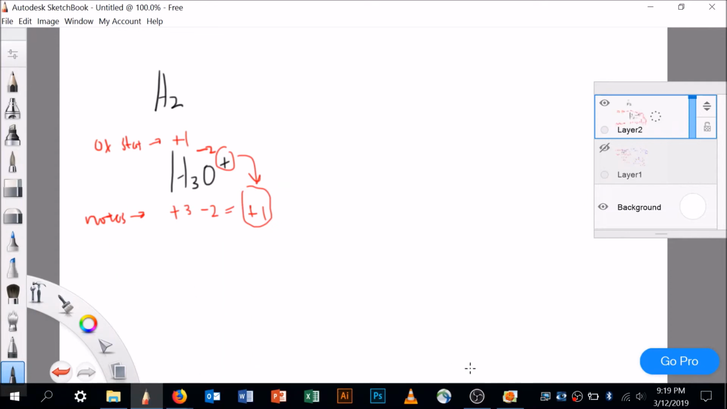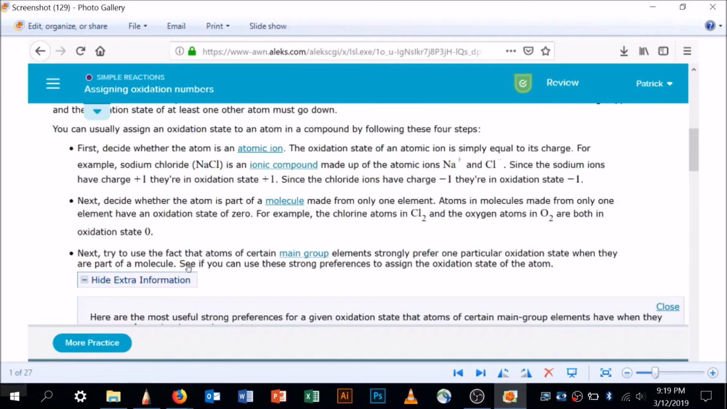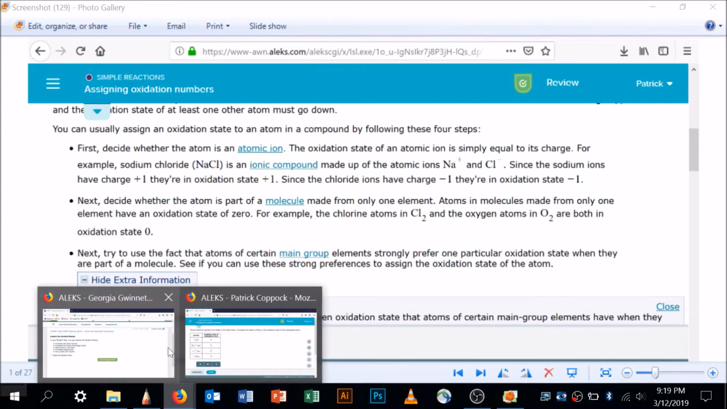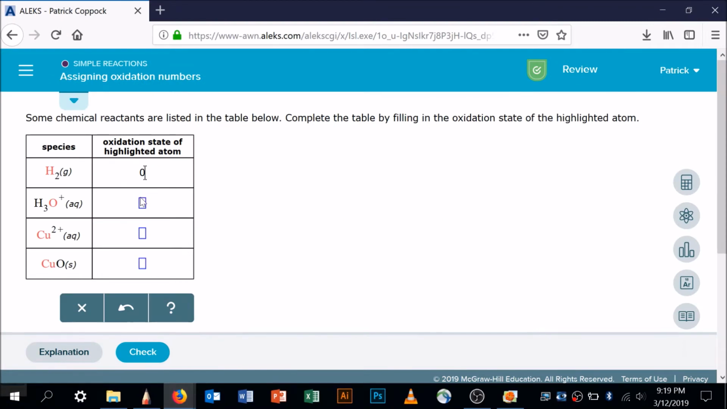It turns out that certain main group elements strongly prefer one oxidation state. Oxygen prefers -2. And actually, that's all I was being asked, right? What's oxygen here? So let's say -2.